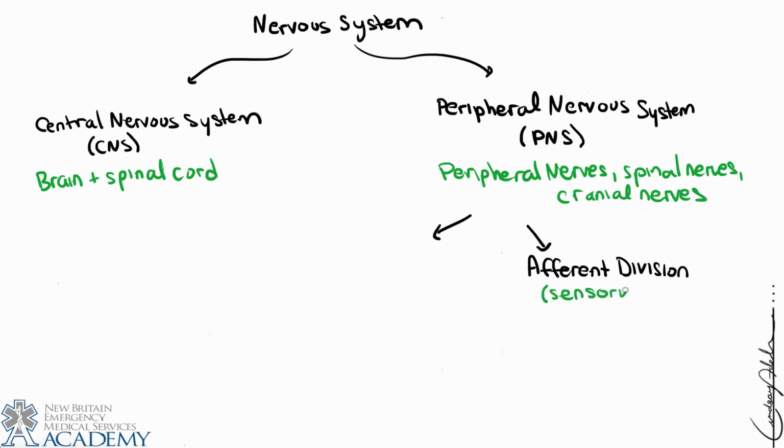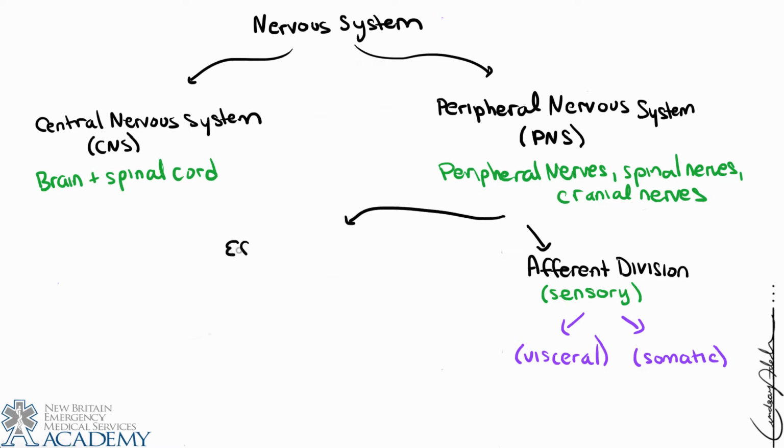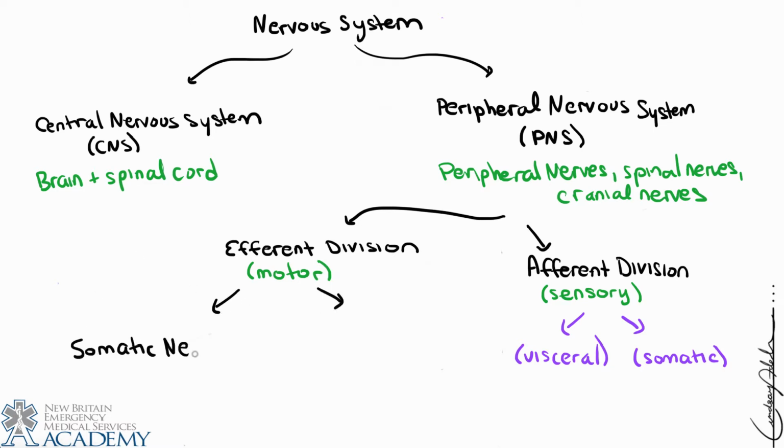Now, the peripheral nervous system breaks down into two divisions, afferent and efferent. So they sound kind of similar, but they're distinctly different. The afferent division is responsible for delivery of sensory information to the central nervous system, and it breaks down into visceral and somatic sort of components. It's unofficial, but we can sort of think of it that way.